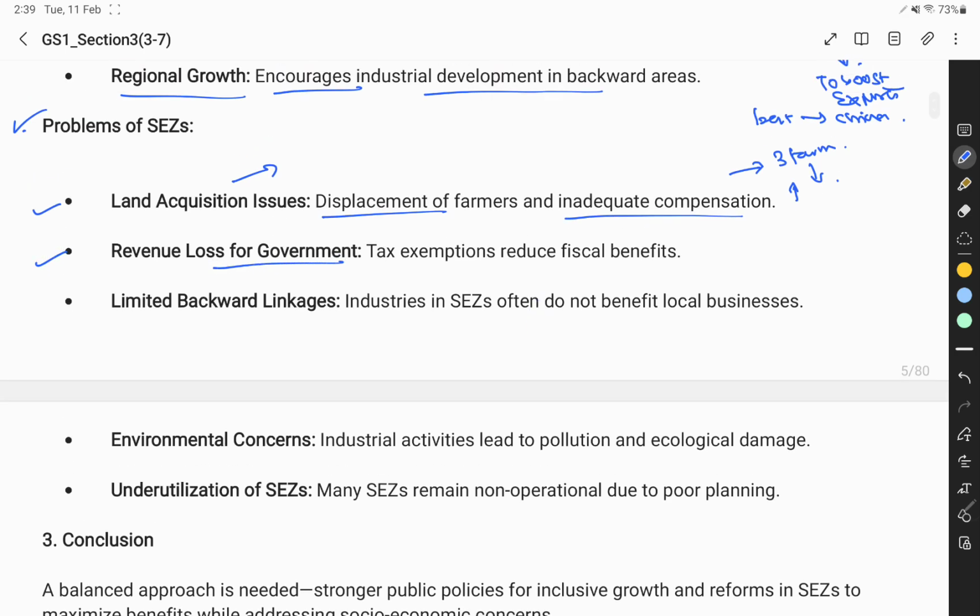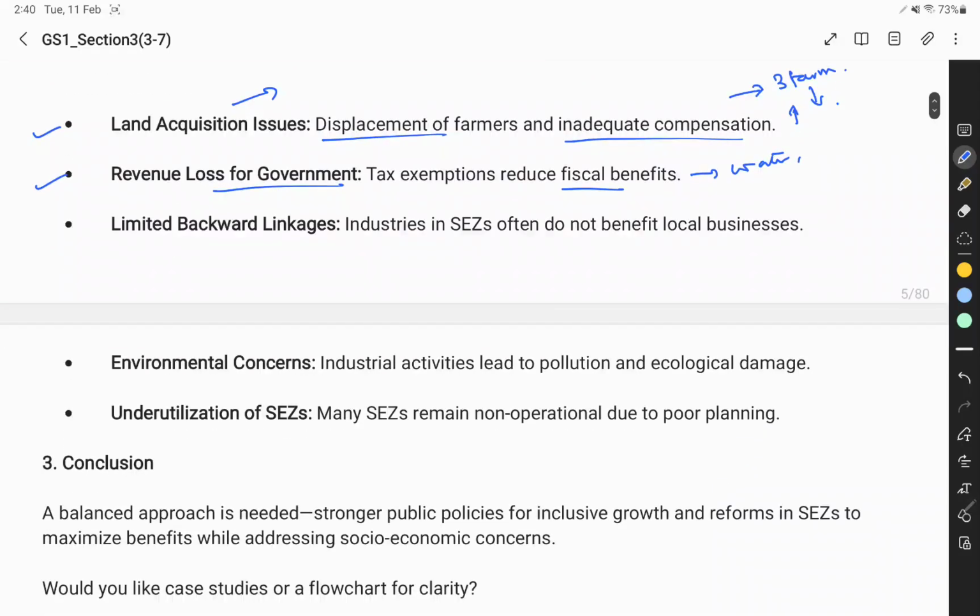Then the revenue loss for the government, because the tax exemption reduced the fiscal benefits. Obviously, the water and electricity supply all cost. These are all costly affairs. These sometimes do not guarantee the expected results. That is why tax exemptions will be reducing the fiscal benefits. Some of the companies just come here to gain the benefits of the scheme and then just leave the space.